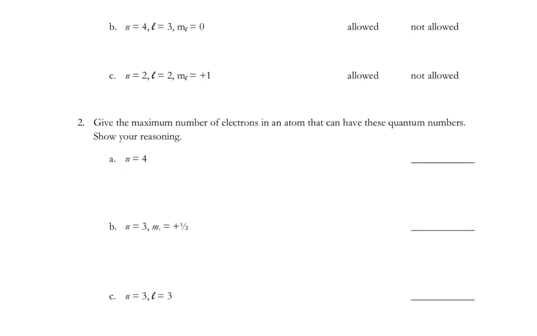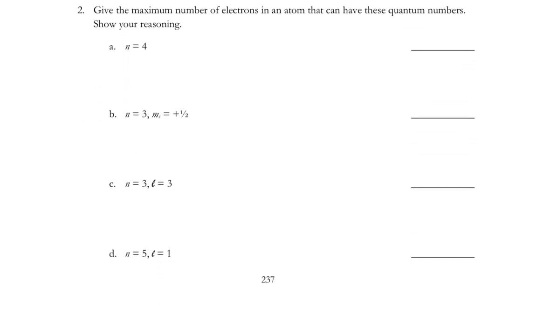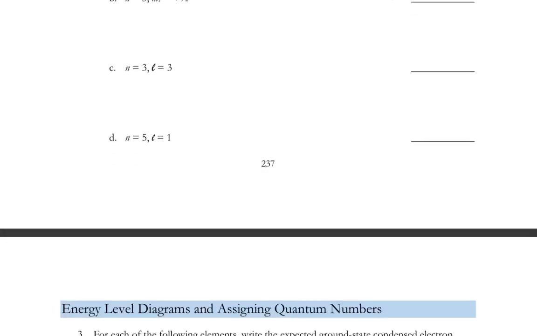In number 2, we're giving the maximum number of electrons in an atom that can have these quantum numbers. So when n=4, there's a lot of different values that L can take on, and M sub L, M sub S. So I warn you that A is going to be a rather big number. You could use the energy level diagram and just count. So do that for A, B, C, and D, of course.